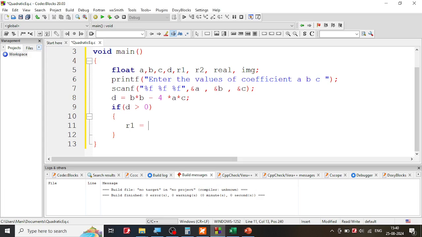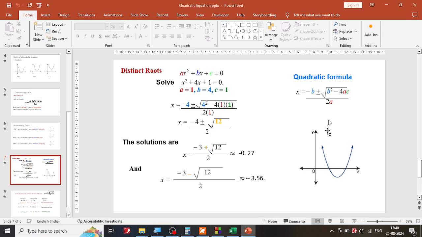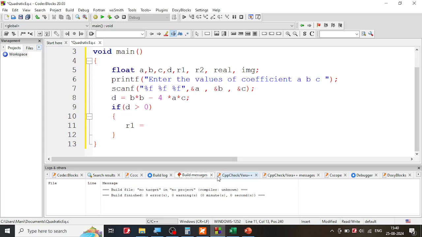So let me take the first value, that is minus b plus square root of b squared minus 4ac, by 2a. That's the first value. Minus b plus square root of b squared minus 4ac. That is the first value. Next one, R2, is minus b minus square root of b squared minus 4ac. So I'm going to take this one.